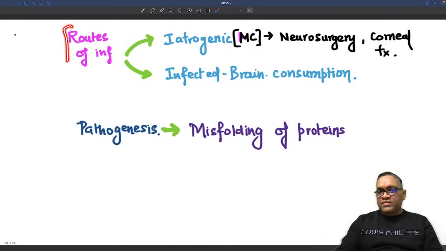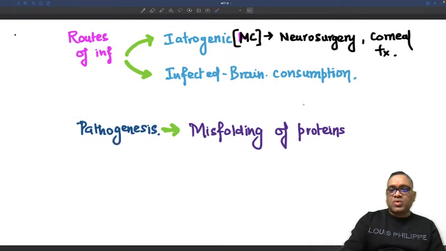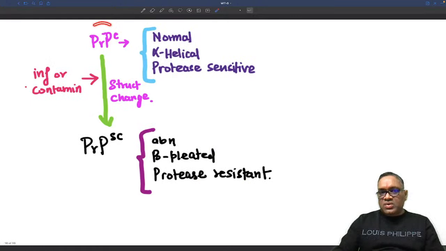So what is the route of infection? It can be iatrogenic or through infected brain consumption, right? Iatrogenic is most commonly due to neurosurgery or corneal transplantation, and infected brain consumption is by those who are eating animals whose brains are infected with prion disease, right? And what is the pathogenesis? As I said, the pathogenesis of prion disease is misfolding of the protein, right? And in this, we are going to see PrPSc.